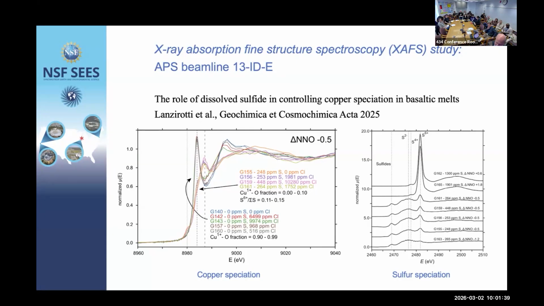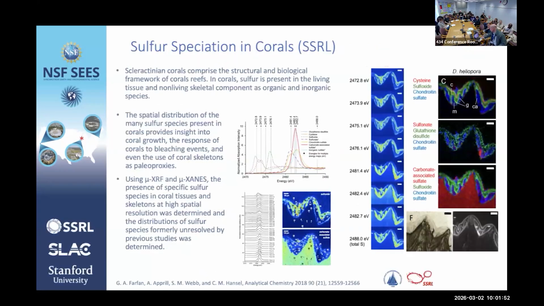And by doing spectroscopy around that X-ray absorption edge, you can see the details of the chemical speciation. What he showed here is that if it's a sulfur-free system, then of course all the copper is in an oxide phase, but it only takes a couple hundred ppm, and then suddenly all the copper is in the sulfide. Then he's got information on the sulfur speciation as well.